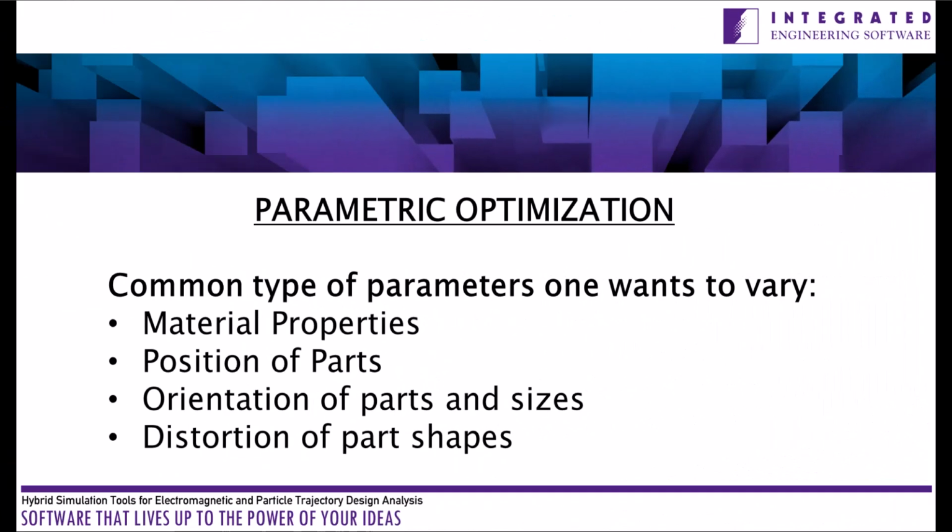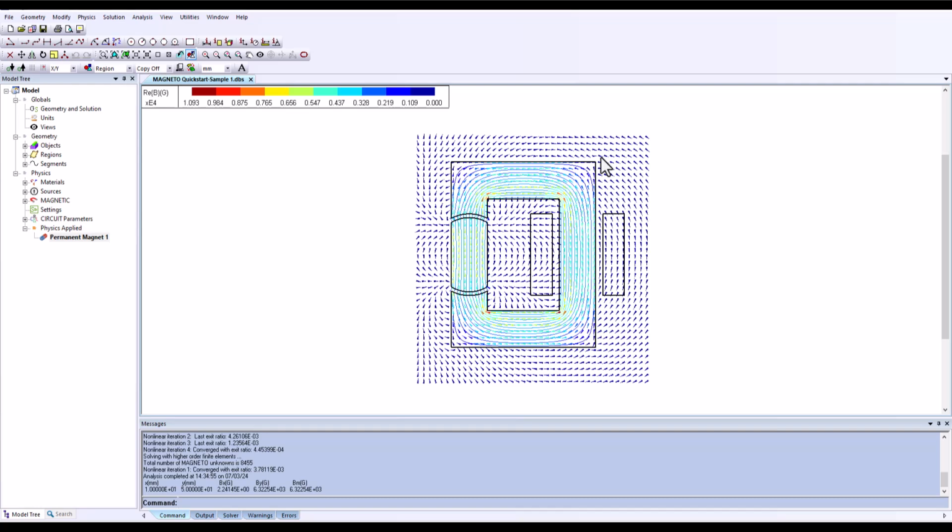A model can generally be thought of as having parameters that one wants to vary and some standard analyses that are wanted for each variation. The common types of parameters that users wish to vary include material properties, position of parts, orientation of parts, and sizes, or distortion of part shapes. This is the same solved quick start model as in part 1 of the Magneto tutorial video.